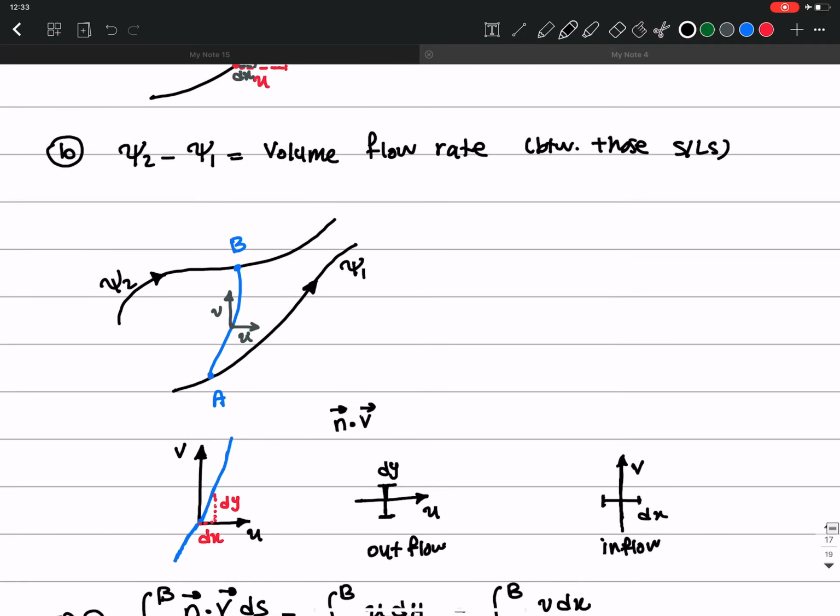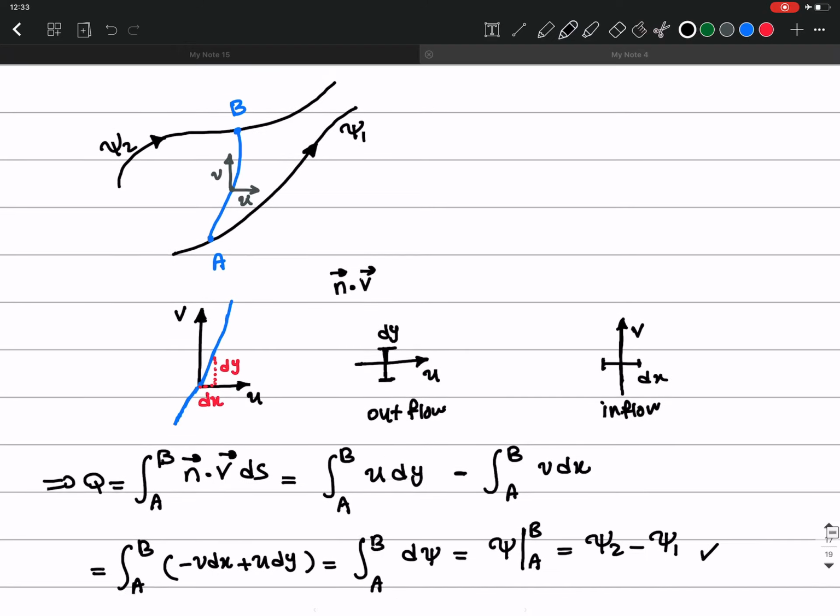So actually, this is what we meant and what we showed, that the difference between the streamlines is just the volume flow rate that is flowing across these two streamlines. So this is a very interesting property for stream functions.